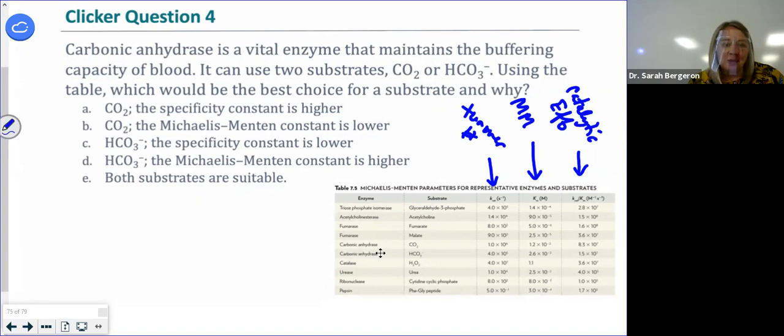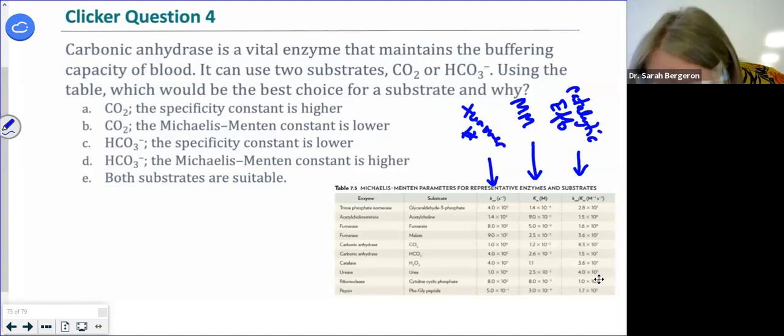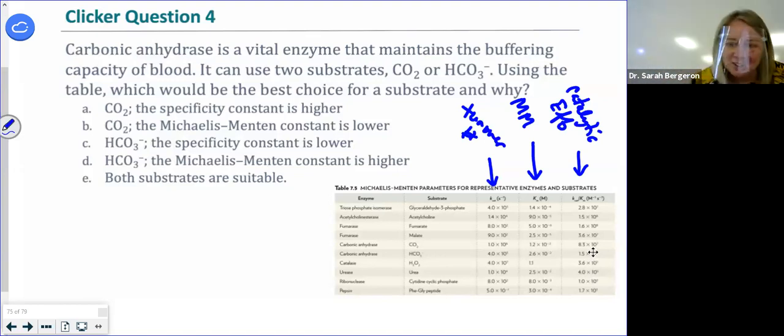So we're looking at carbonic anhydrase right here. It has a substrate of CO2. It has a turnover rate of 1 × 10⁶, a Michaelis-Menten constant of 1.2 × 10⁻², and then it has a catalytic efficiency of 8.3 × 10⁷. Is that a 7? Looks like a 7. It's really small.